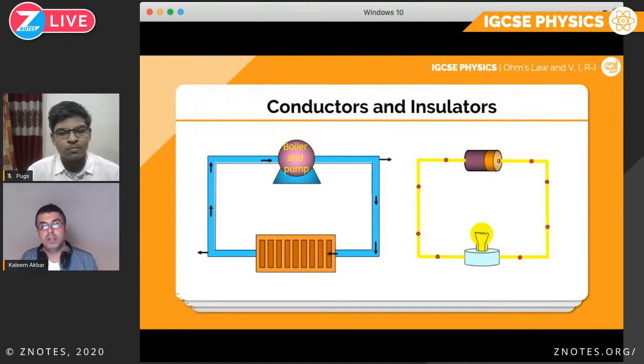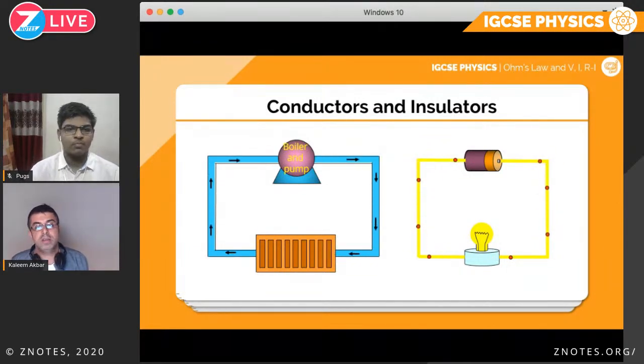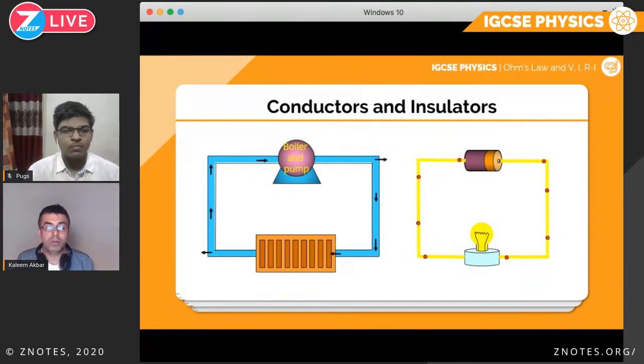So what can you think of with regards to the water? Well, you can think of the water as flowing charge. How can you think about the heat? Well, that's the energy given to the charge. That is what we're going to call voltage. Okay, so what then happens? These charges move around the circuit to the heater. And what does the heater do? The heater gives out heat.